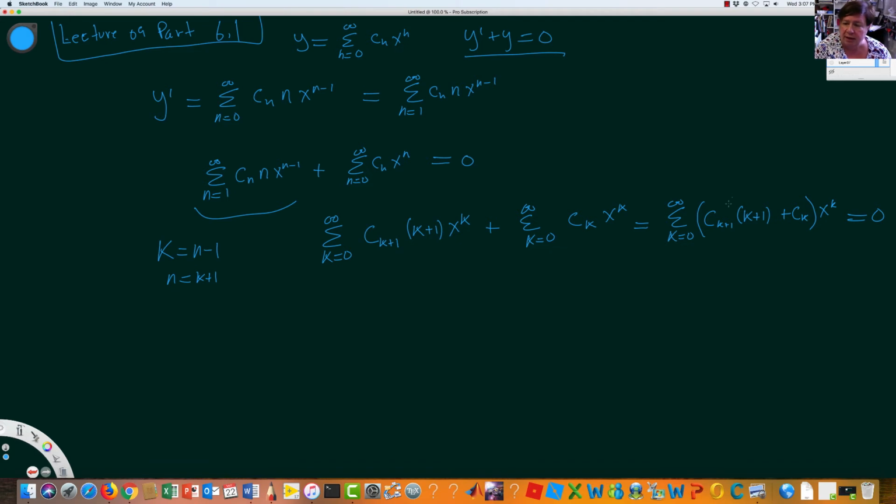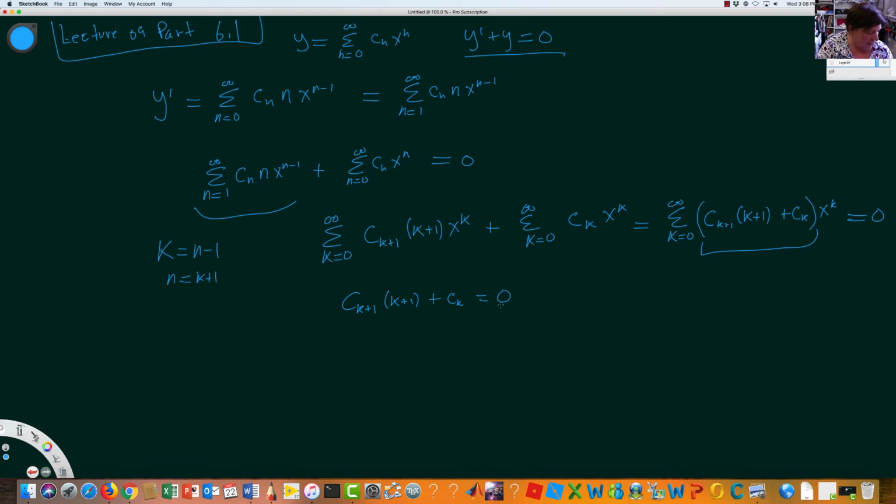It's 0 here. And now we can use that identity property, which is really another statement of the fact that when you make a linear combination of functions that are linearly independent, all those coefficients better vanish, right? If that linear combination adds to 0, then all the coefficients must themselves be 0. So that tells me that ck+1 times (k+1) plus ck must be 0.